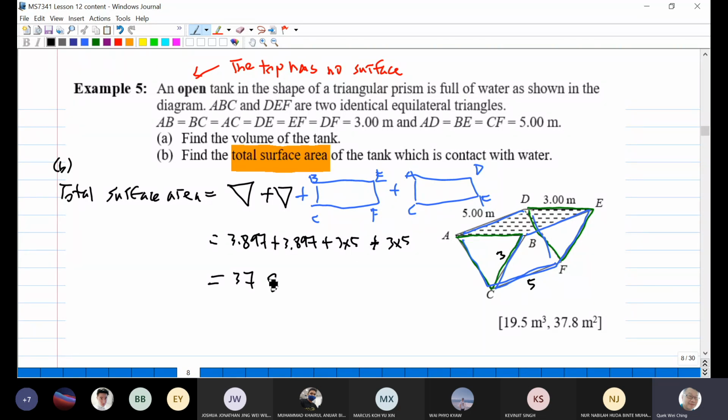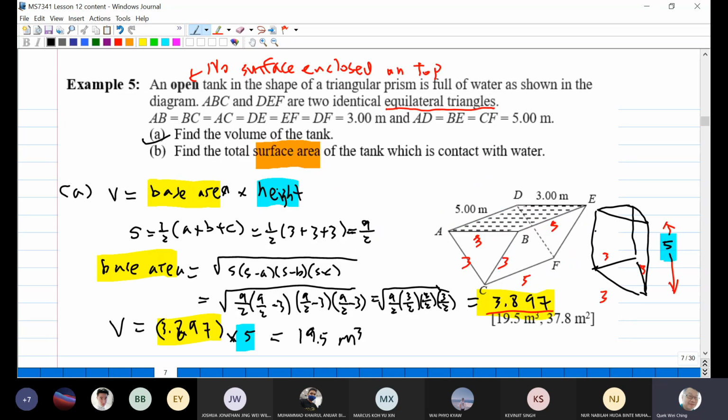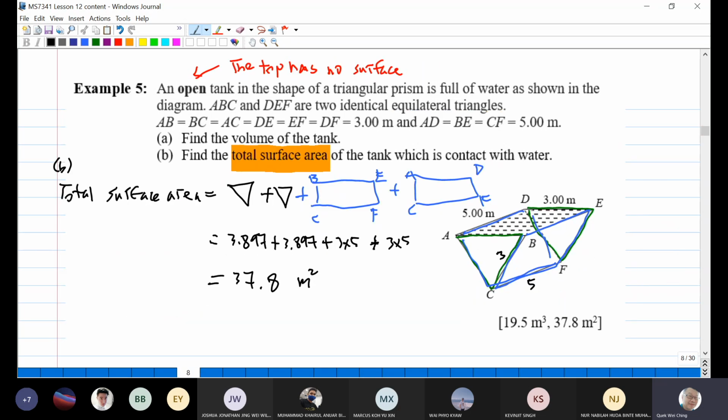So 37.8 now. This is the surface area, so the unit is meter square, right? Just now, let me correct that mistake: earlier it was meter cube, but this is surface area, meter square. So this is how you answer part B.